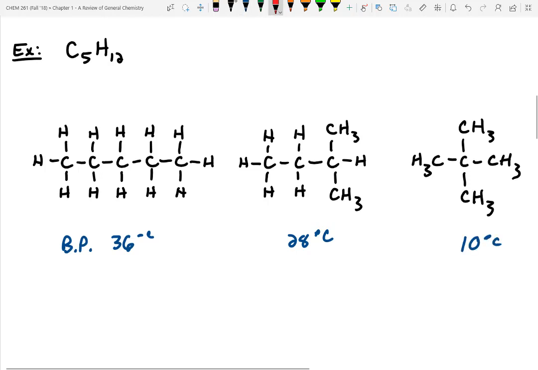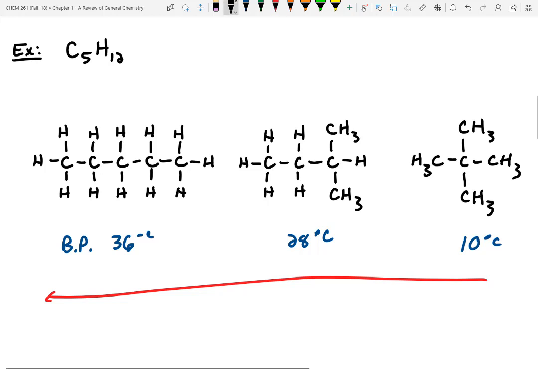So you can see branching actually lowers the boiling point of compounds because it makes them a little bit more compact. People do wonder about this too. Why is that the case? You have to think about the full electron cloud around the molecules too. And the one on the right, the electron cloud is just simply more compact. It has a much lower surface area to volume ratio. So it is mostly related to that surface area to volume ratio. Does that make sense? So consider branching when you're looking at boiling points.